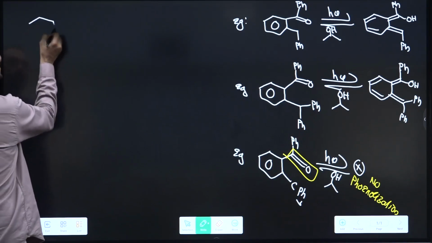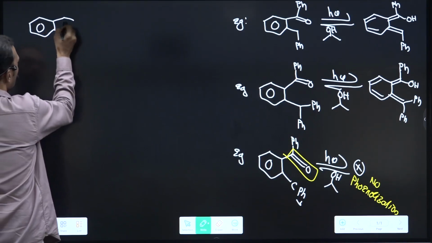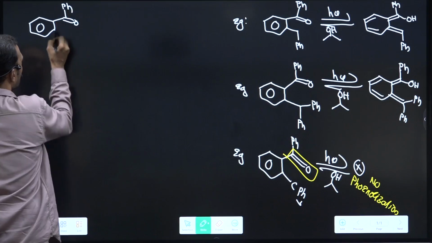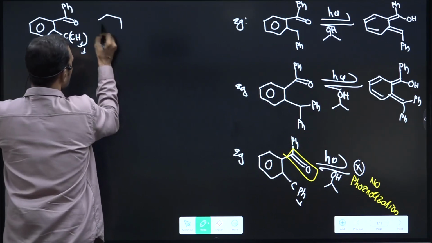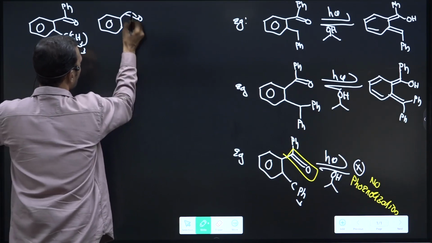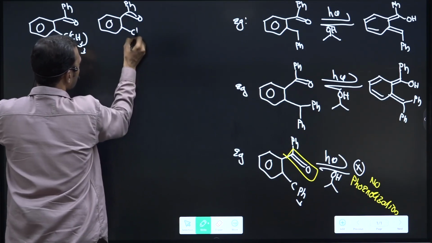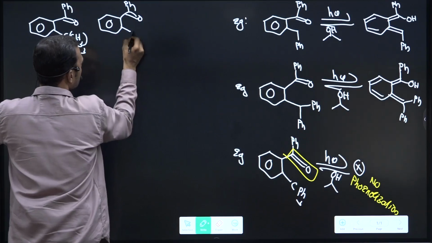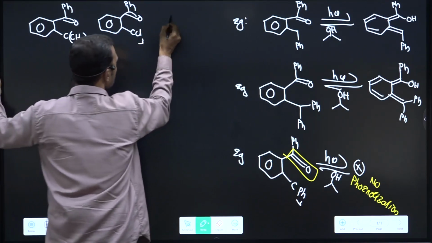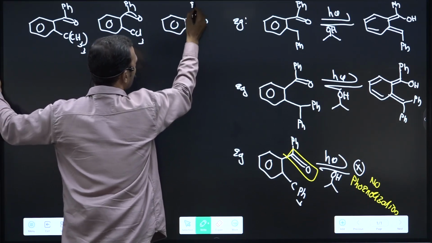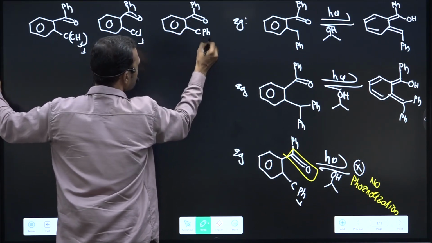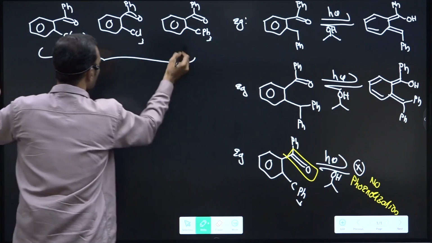So these are the molecules not involved in photoenolization. See, carbon having 3 methyls, taken 3 times. This is Ph, carbon having 3 chlorines, carbon attached to 3 chlorines. C double bond and this is Ph, carbon having 3 phenyls. So these all are not involved in photoenolization.